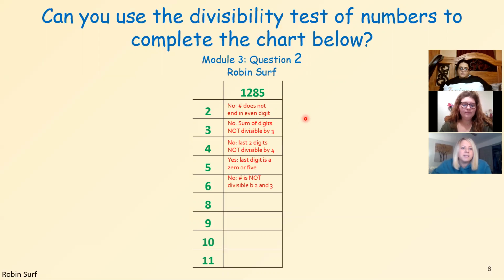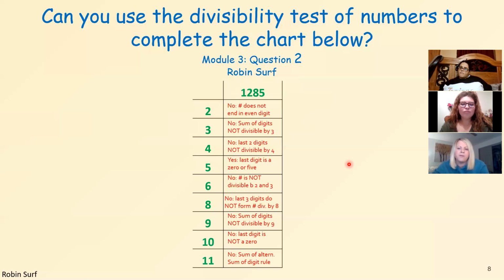Number 6, is the number divisible by both 2 and 3? No, it is not divisible by 2 or 3. Number 8, do the last 3 digits form a number divisible by 8? No, it does not. Number 9, is the sum of the digits divisible by 9? No. Number 10, is the last digit a 0? No, it is not. And our last number, 11 on our chart: when adding the digits with alternating plus and minus signs, can the number be divided by 11? No.